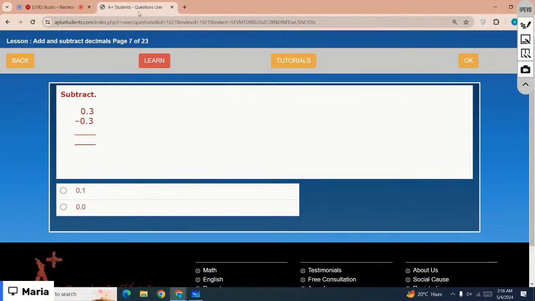The next one is 0.3 take away 0.3. So which is the correct option? Zero it is, right? The correct option is 0.0. Okay, you can complete the lesson by yourself later today. Let me just move on to the next lesson.